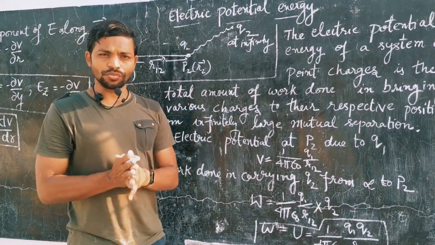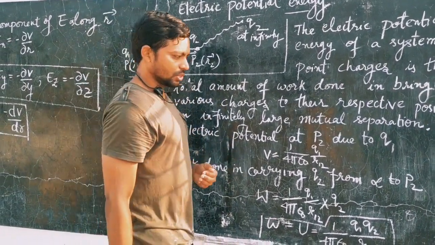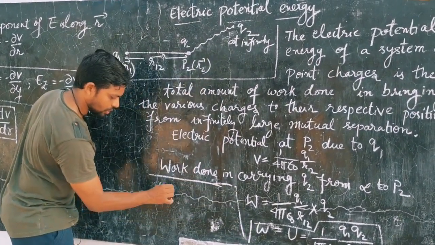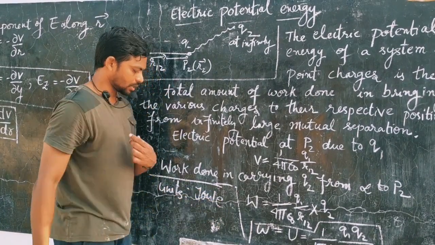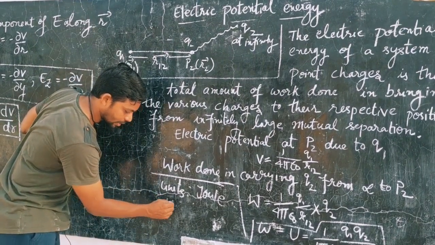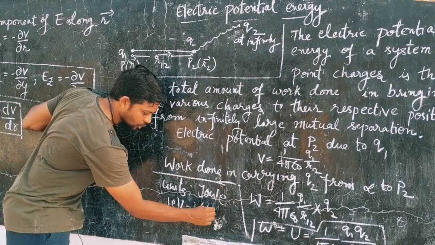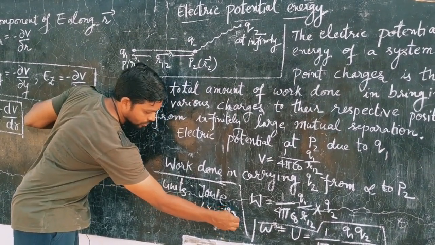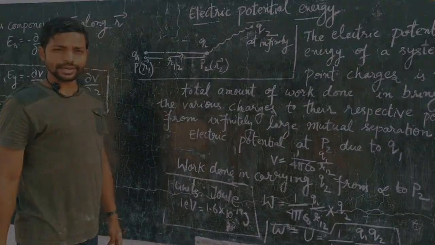Let me tell you the units of electric potential energy. It is different from electric potential. The unit of electric potential energy is joule. Sometimes it is mentioned in electron volts. So you should understand the relation between electron volts and joules: 1 electron volt is equal to 1.6 into 10 to the power of minus 19 joule. Right. Hope you understood about electric potential energy.